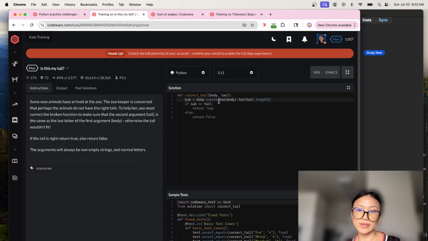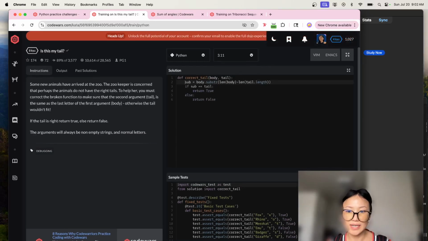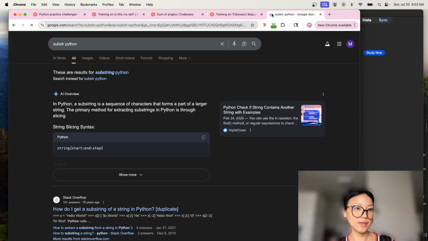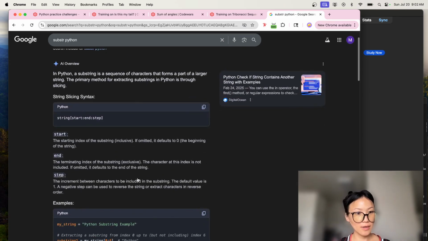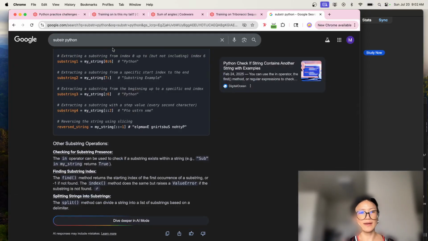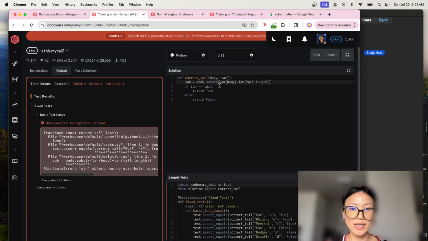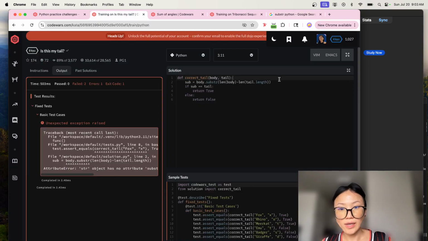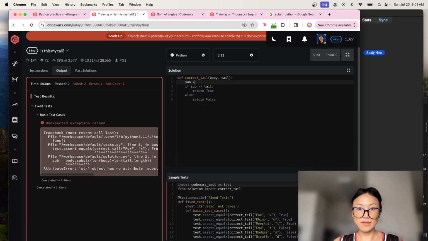Body dot substring. I don't know if we even need a substring like that. No attribute substring. Substring Python. Yeah, I was like, I've never seen substring. Yeah, the beauty of Python is the power of slicing.